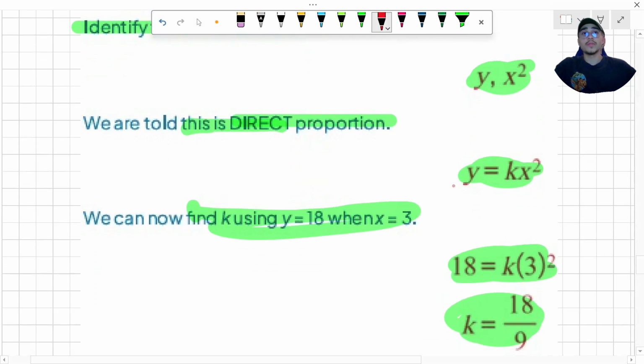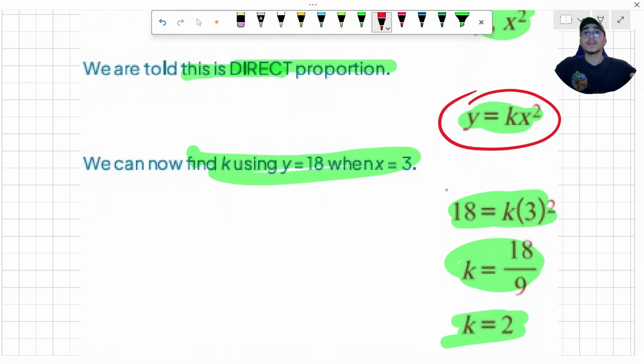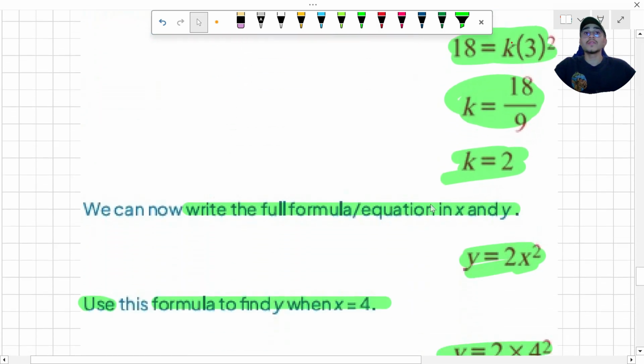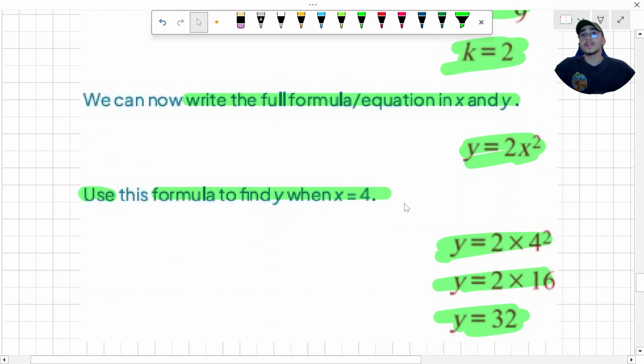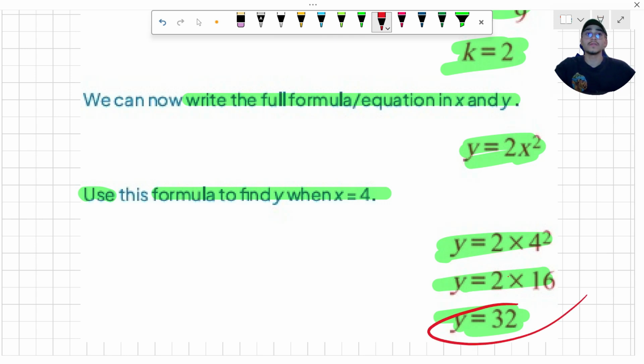Since this is directly proportional, we know that the formula is y is equal to kx squared. Now we find k using 18 when x equals 3. So 18 is equal to k times 3 squared. Isolate k, it's 18 over 9, the value of k is 2. Substitute the value of k into the original formula, y is equal to 2x squared, and use this formula to find y when x is equal to 4. So if x is equal to 4, 2 times 4 squared is 16, 2 times 16 is 32, y is equal to 32. And that's it for this topic.